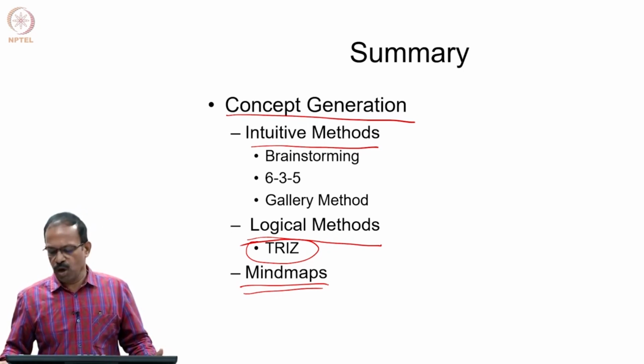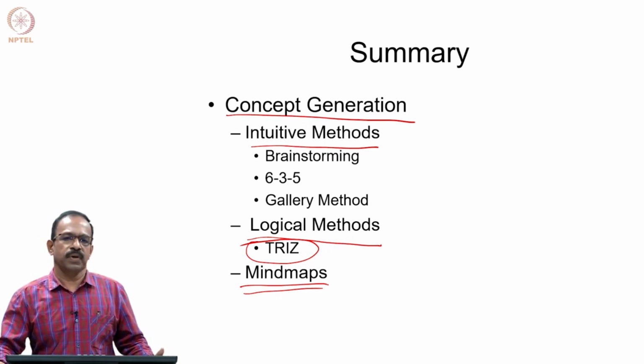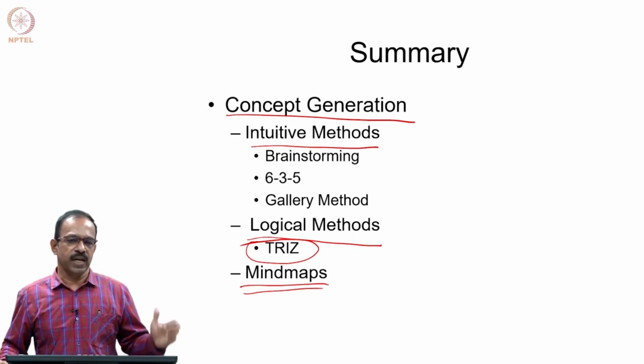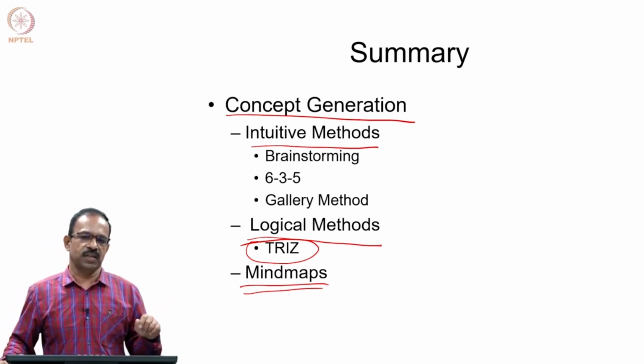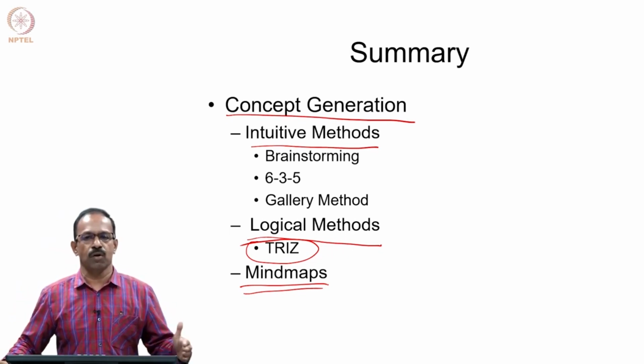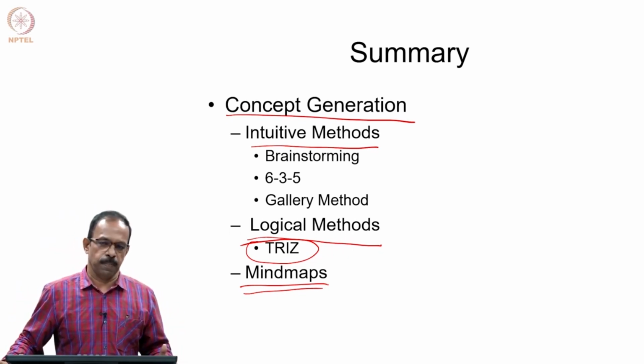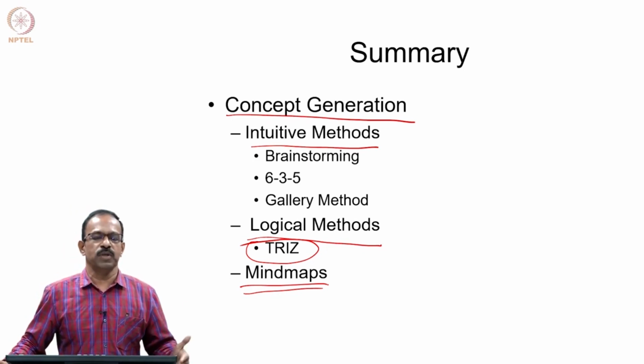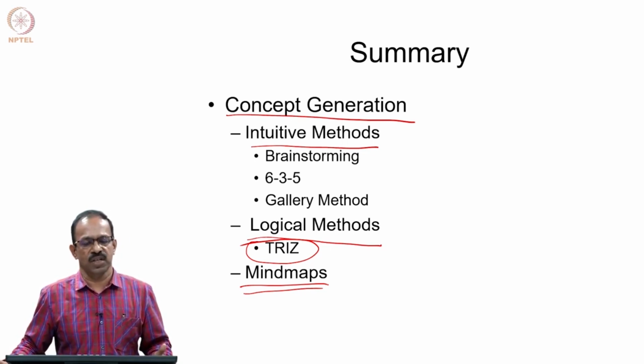So, with this I stop the concept generation discussion. As I mentioned, the ideas need to be converted to concepts, and then the design team will come up with 10 or 15 concepts to solve a problem. The next question is, out of these 10 or 15 design concepts, which one to be chosen for making a prototype and testing. That is basically the concept selection stage.